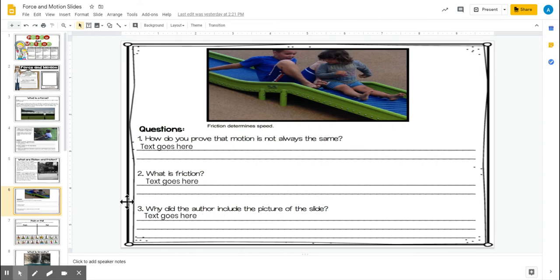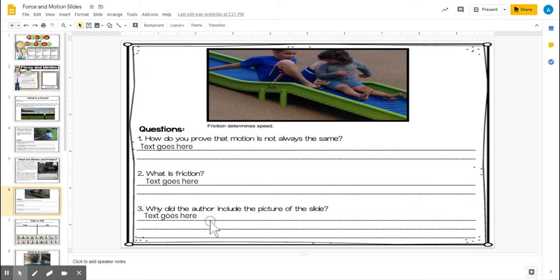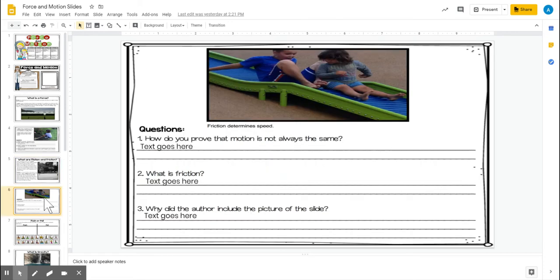So the slide has 3 questions for you to answer, and it says, how do you prove that motion is not always the same? About this picture and this top paragraph up here. What does motion have to do with force put on an object? What is friction? So again, use the words, friction is what? And then why did the author include the picture of the slide? What does that have to do with friction? What about the slide?